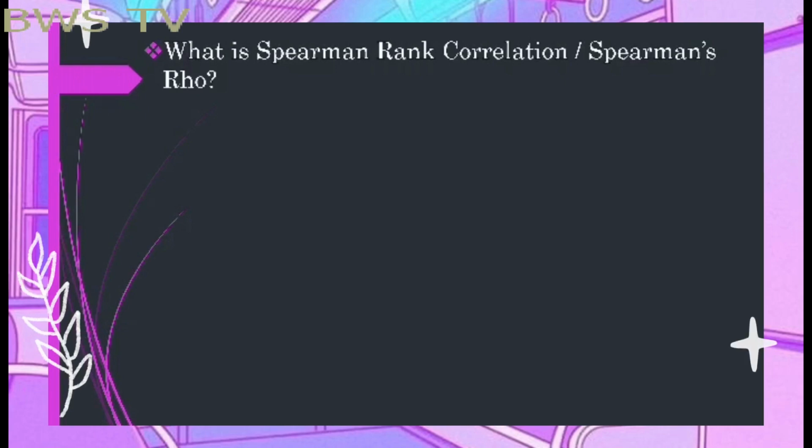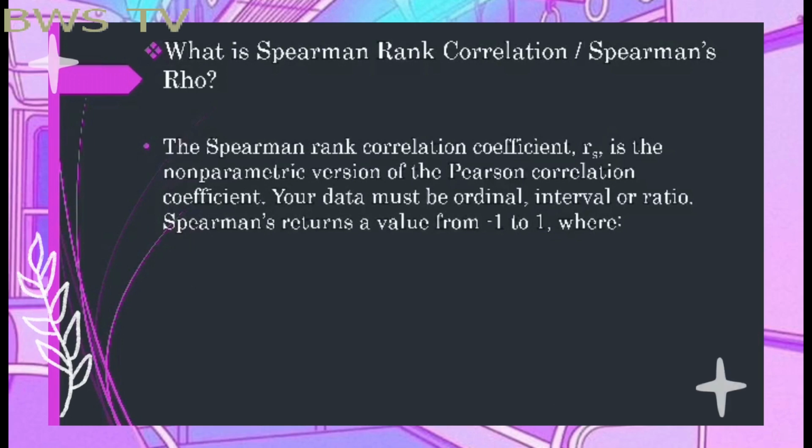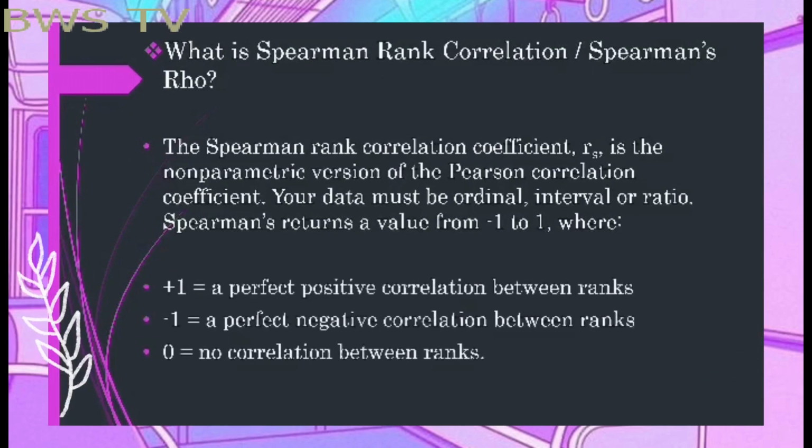What is Spearman rank correlation or Spearman's rho? The Spearman rank correlation coefficient is a non-parametric version of the Pearson correlation coefficient. Your data must be ordinal, interval, or ratio. Spearman's returns a value from -1 to 1, where +1 equals a perfect positive correlation between ranks, -1 gives a perfect negative correlation between ranks, and 0 equals no correlation between ranks. It is also known as Spearman rho.